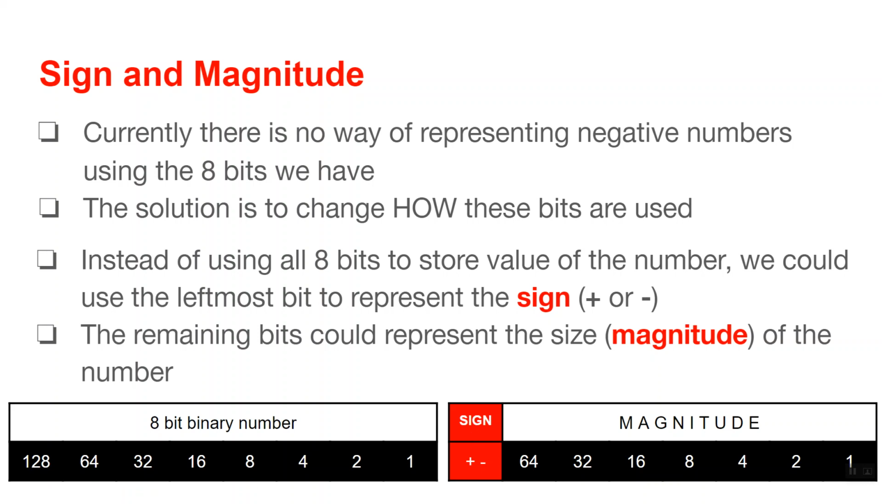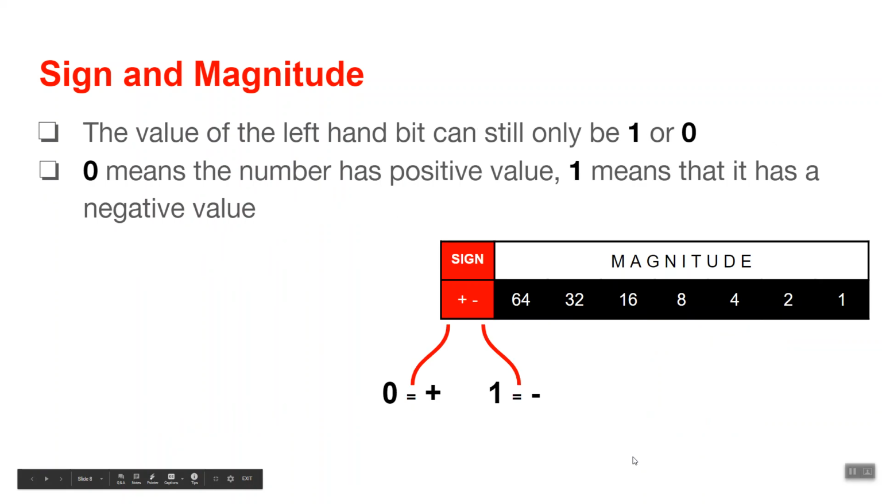So the value of that first bit dictates whether our number is positive or negative, and the remaining bits are used to represent the size or magnitude of the number. So that's why this method is called sign and magnitude, because one 8-bit number contains both the sign dictating whether it's positive or negative, and the magnitude dictating the size and the value of the number.